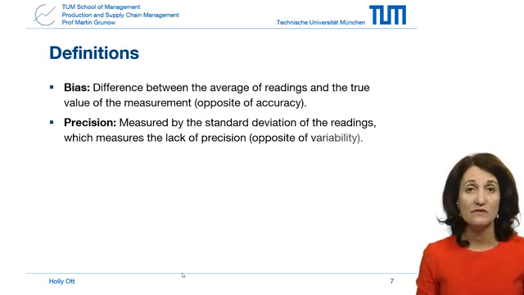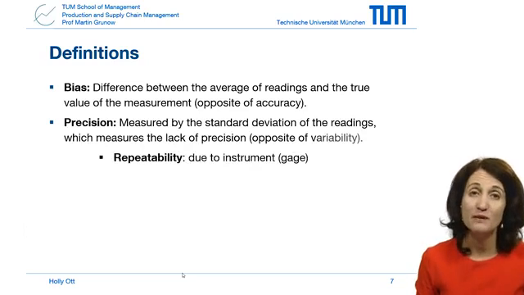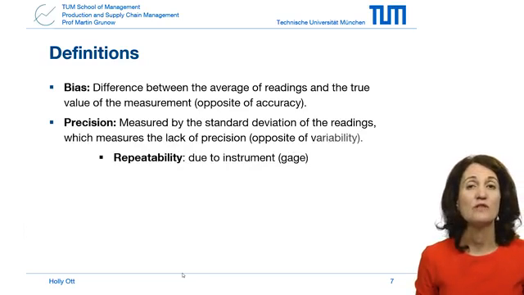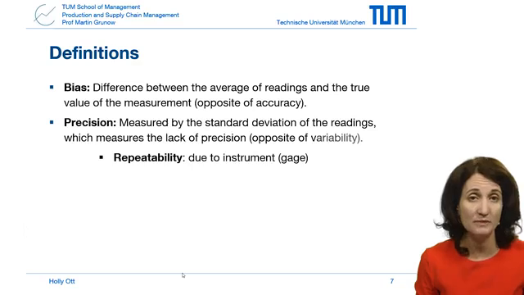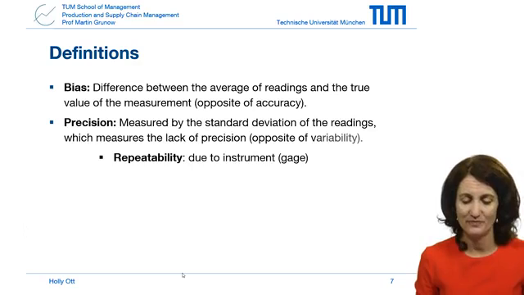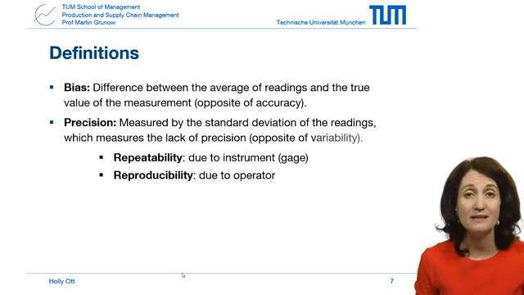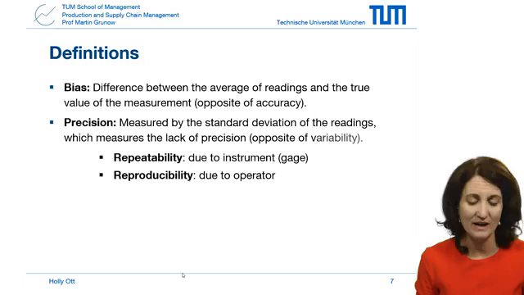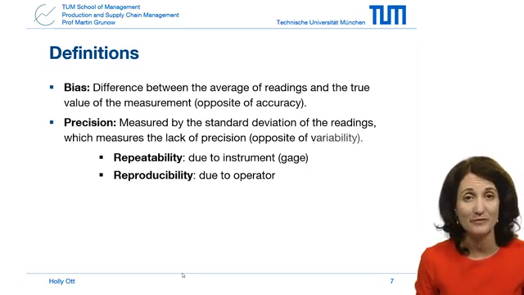And the sources of variability come from repeatability. This assesses whether the same appraiser can measure the same part or sample multiple times with the same measurement device and get the same value. Reproducibility assesses whether different appraisers, by appraiser I mean operators or the people doing the measurements, can measure the same part or sample with the same measurement device and always get the same value.